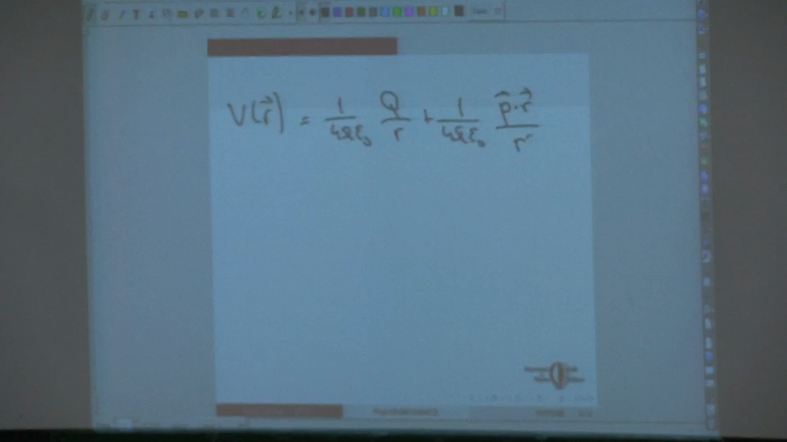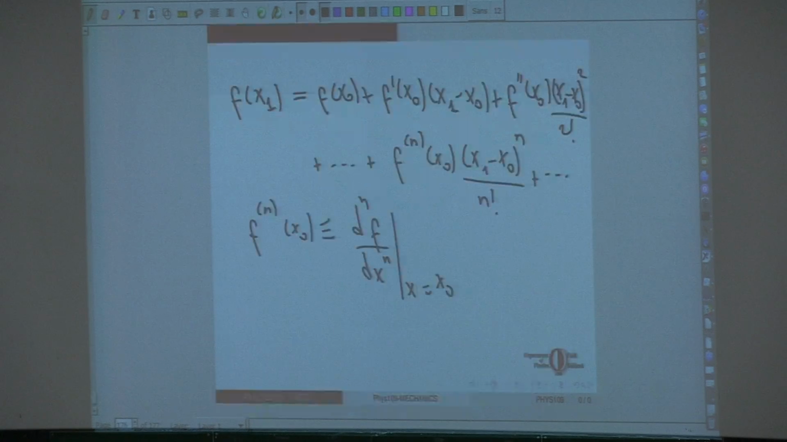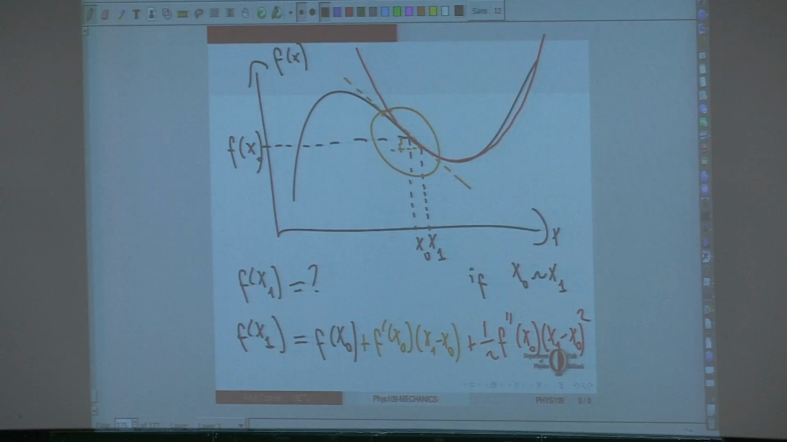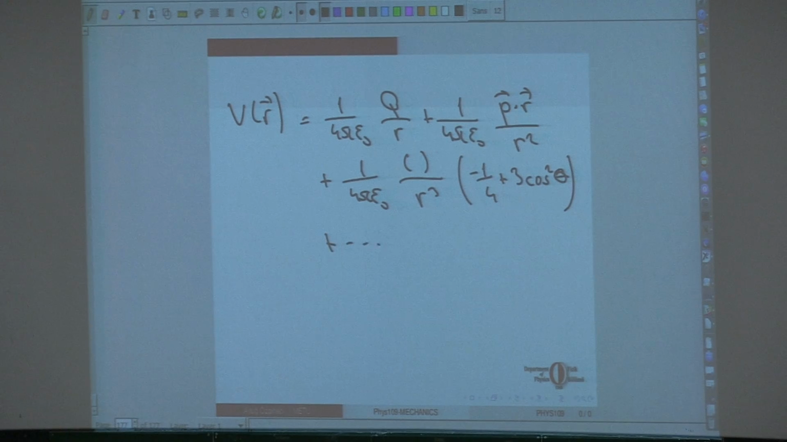P dot R over R squared plus 1 over 4 pi epsilon 0 something over R cube times minus 1 over 4 plus 3 cosine squared theta, plus, etc. This is the potential of an arbitrary charge distribution.